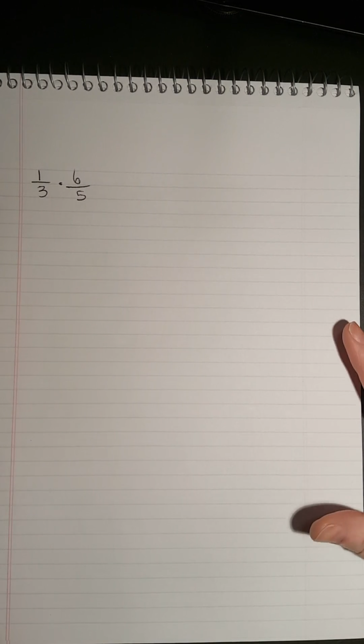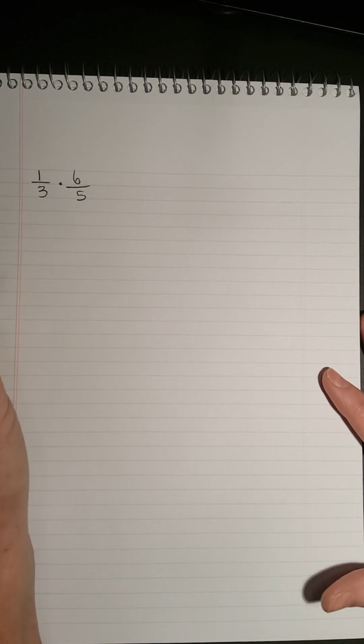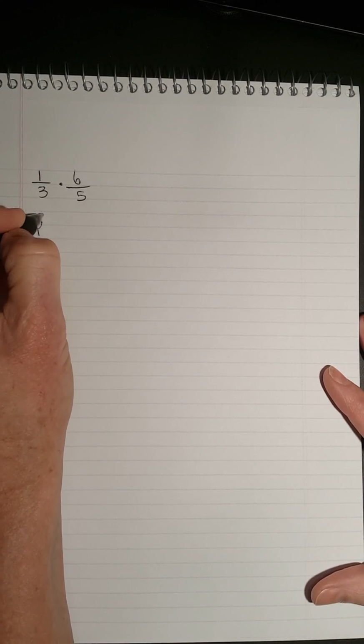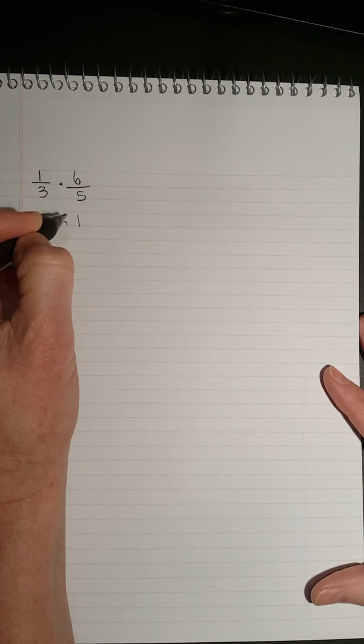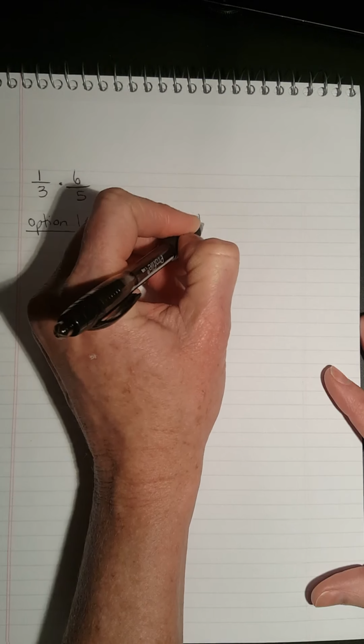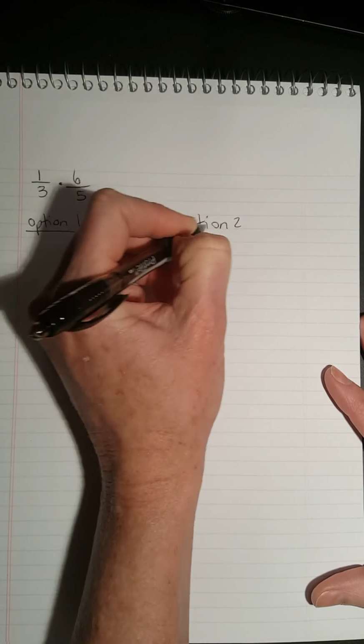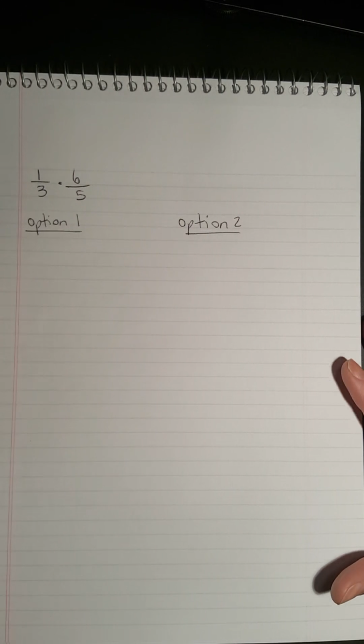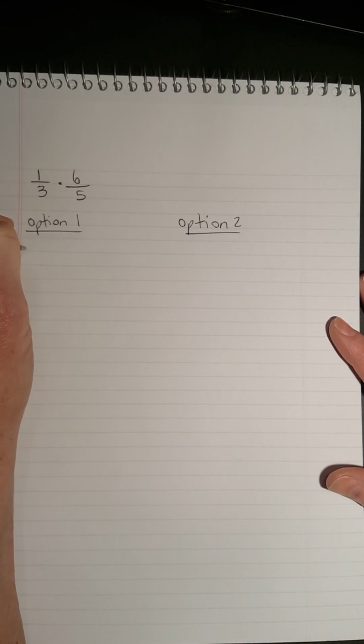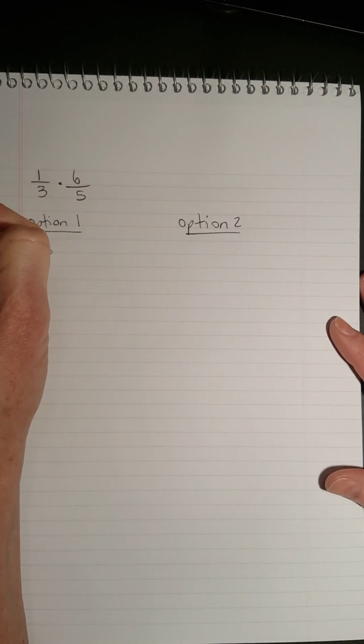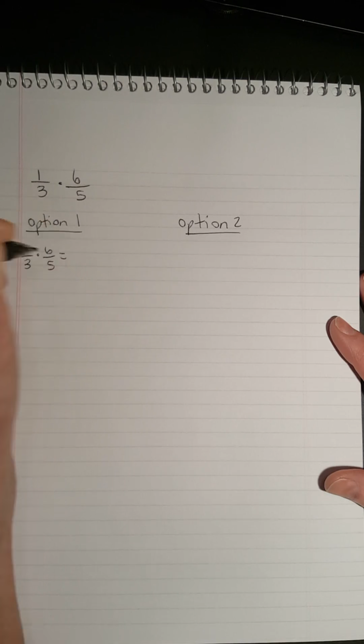Okay, so again, I told you that you have 2 options. So to do option number 1 versus option number 2, I'm just going to work here in this space. So option number 1, again, was to multiply straight across, and then we're going to simplify.